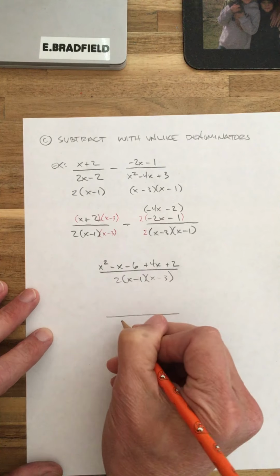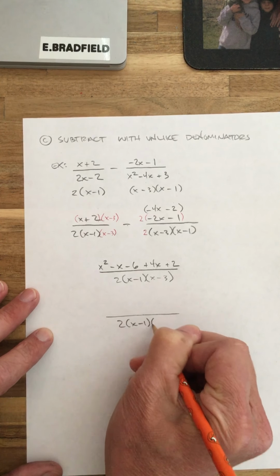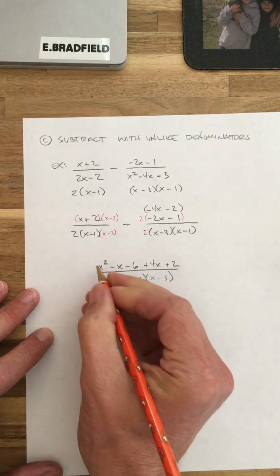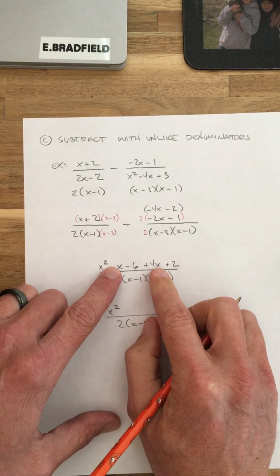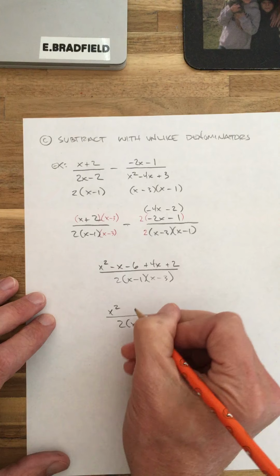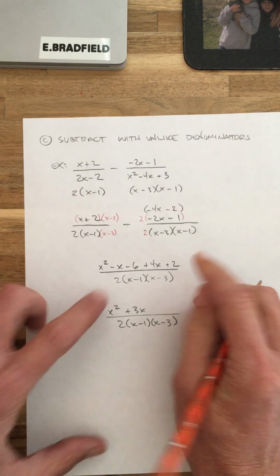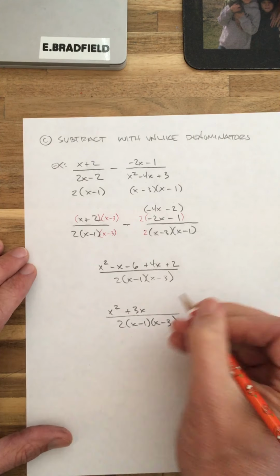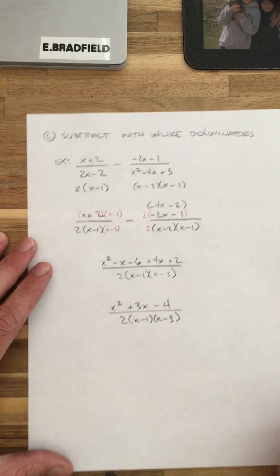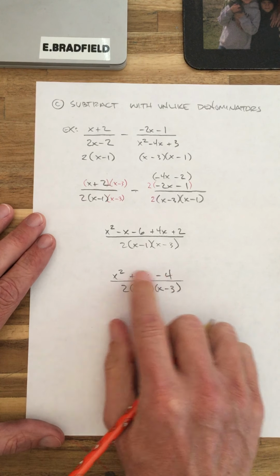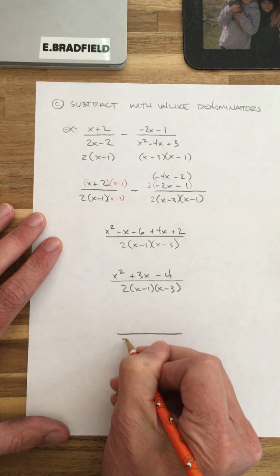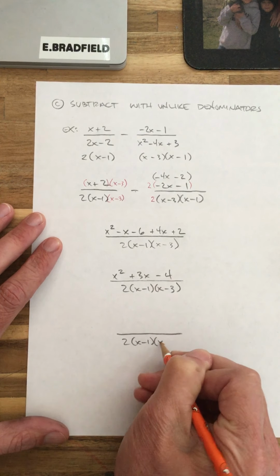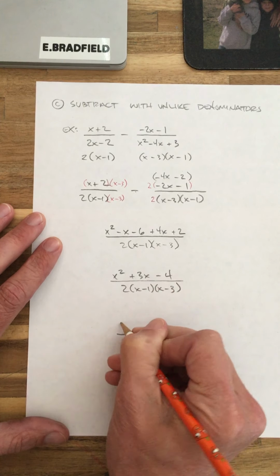Combine like terms. So the denominator, 2, x minus 1, x minus 3. The numerator is going to be x squared. You have minus x and plus 4x, so that's going to be a plus 3x. And then we have a negative 6 plus 2, that's negative 4. Now remember, we're going to try to factor this, and I believe it factors. The denominator 2, x minus 1, x minus 3. And look at this. It's a trinomial.